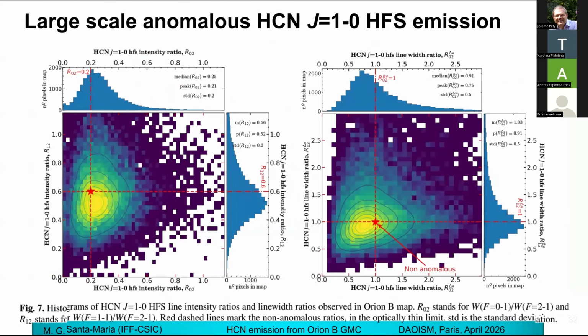Then I said that another assumption of that fitting method was that the line width between the hyperfine structure components was the same. And when we fit the different components, we found that actually the ratio is not 1, but the peak is 0.75 for the 0 to 2, and for the 1 to 2, the ratio between them is 0.9. So the line width is also anomalous.